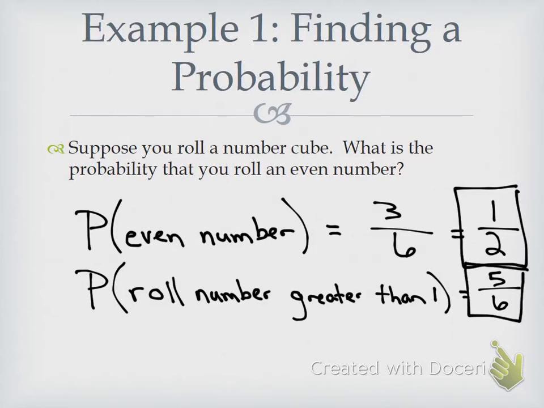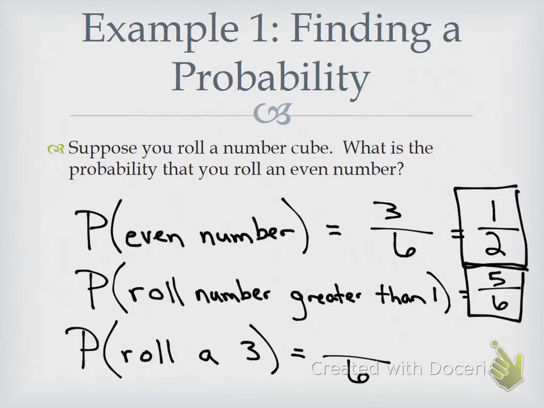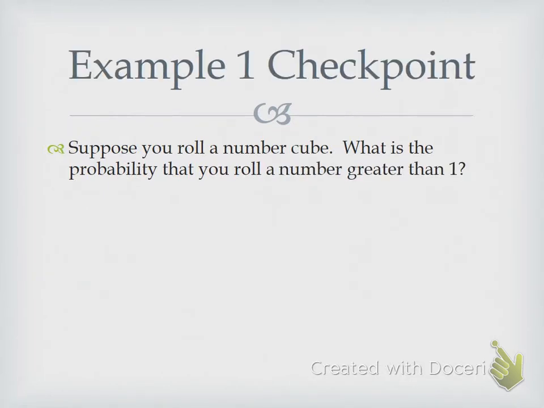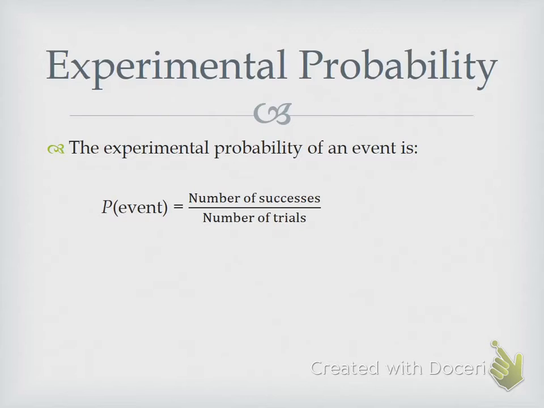Okay, one more. Probability that I roll a 3. Okay, so again, my total doesn't change, but what's going to be my favorable? How many 3s are there in a number cube? 1. 1 over 6. All right, any questions on example 1? Any questions? Pretty good? Not too bad? Okay, so that's theoretical probability when the total can be predicted, and I know the total.